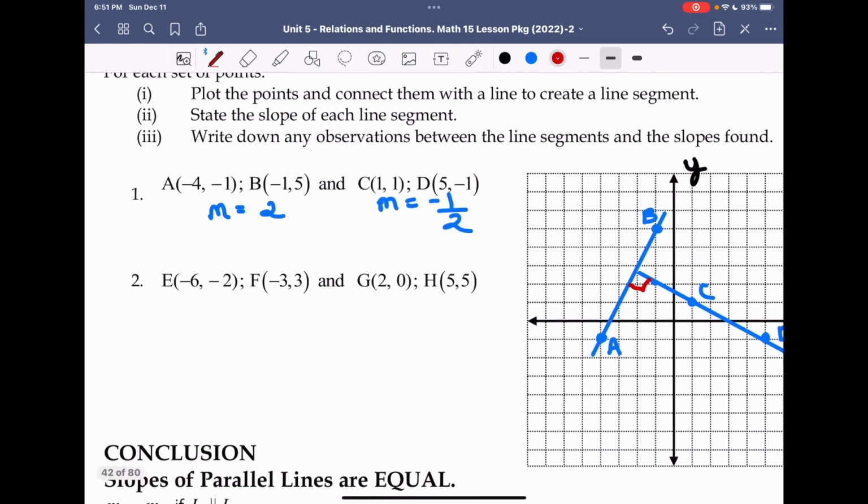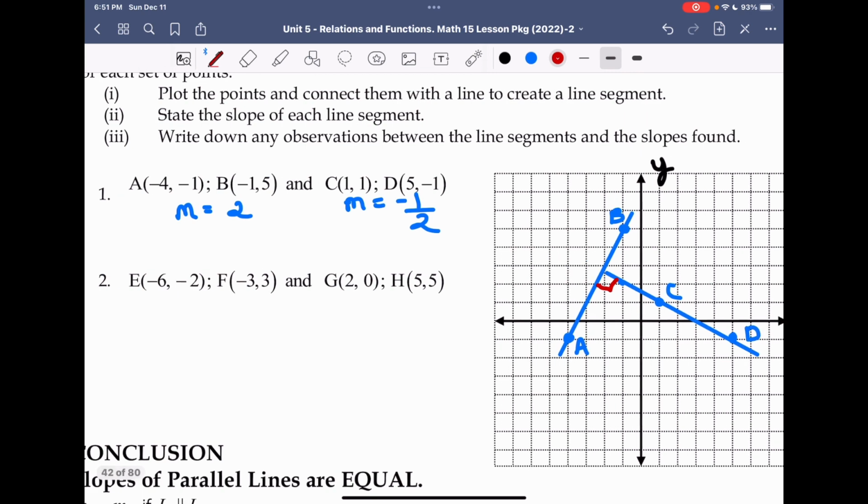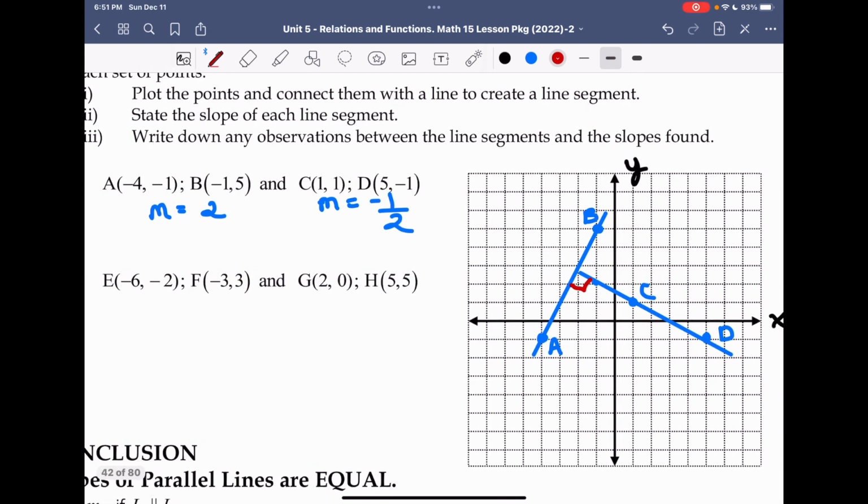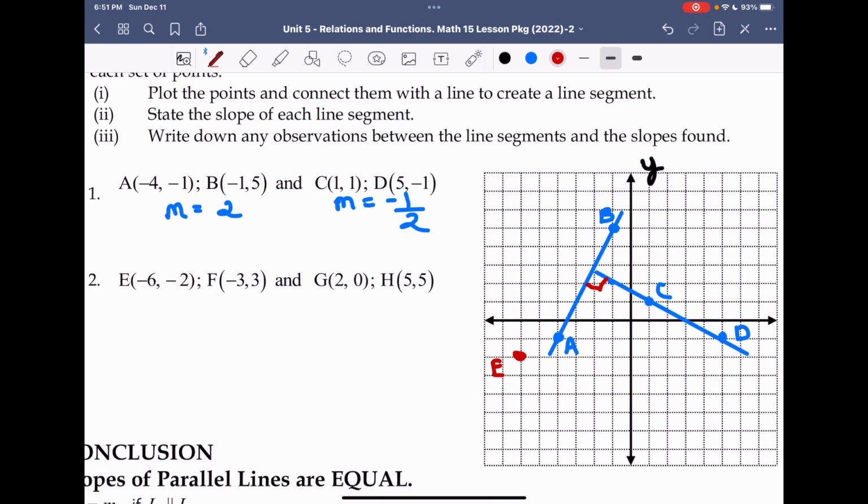Now, if I go down below here, E, we're going to do E and F and G and H in terms of a red graph. So I'm going to go to -6, which puts me here on the X, and then down to -2. Here is my first point here, which I will call point E. And then I'm going to go to point F, which is -3 and +3, which will put me right here. Now, I'm going to label that as F, and then I'm going to do a connecting line segment between those points there. Not the most accurate of lines, but that is the line segment there.